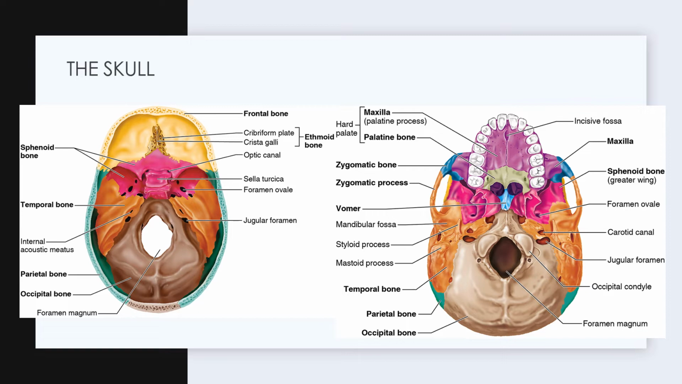The zygomatic process is a thin bridge of bone that joins the cheekbones anteriorly. The mastoid process, which is full of air cavities, the mastoid sinuses, is a rough projection posterior and inferior to the external acoustic meatus. It provides an attachment site for some of the muscles in the neck. The mastoid sinuses are really close to the middle ear, and it's a really high risk spot for infections. They may become infected if somebody gets an ear infection, called mastoiditis.